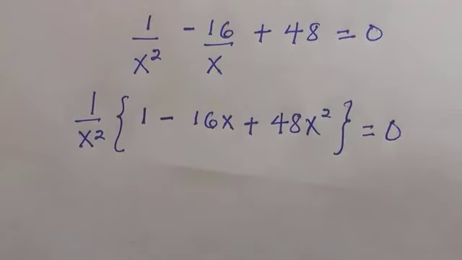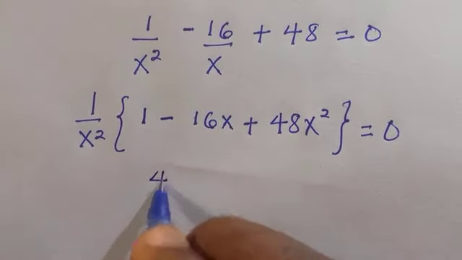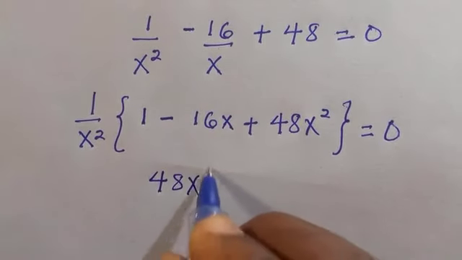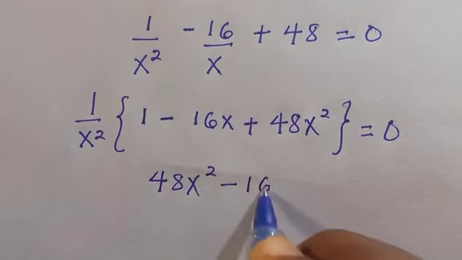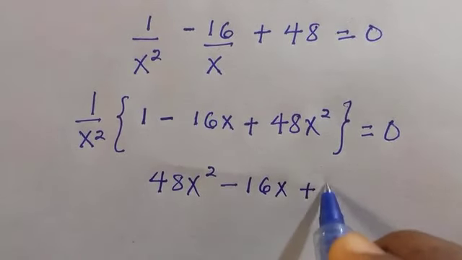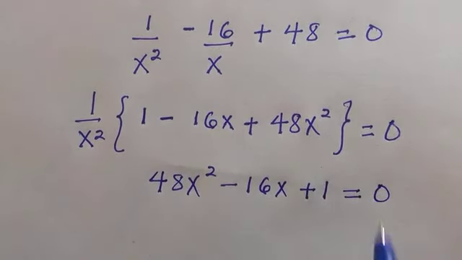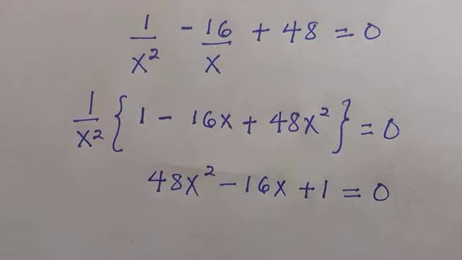And by cross multiplying, we have x squared vanish, then here becomes 48x squared minus 16x plus 1 equals 0, which gives the quadratic equation.